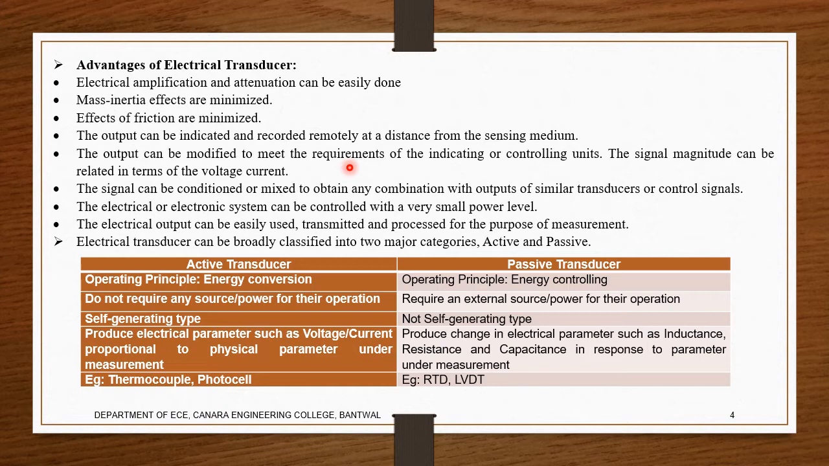The signal can be conditioned or mixed in any combination with the output of a similar transducer or a control signal. Here, the conditioned signals can be mixed to obtain a circuit. For example, in songs, the voice is given separately, and there are background musics using a piano, tabla, or drums. They are different devices, mixed and combined to give a very good, melodious song.